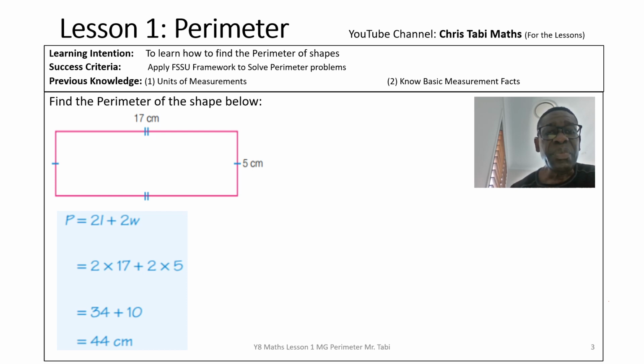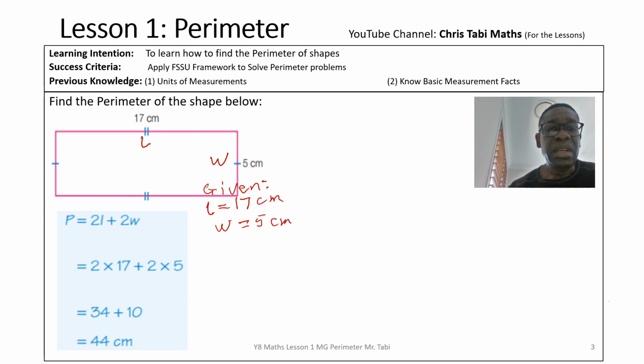Now, we have a rectangle here. The longest side, that's our length, and the shorter side, that's our width. Again, as you see, we do know that the length equals 17. Sometimes it's important to write down what is given to you as well. In some complicated problems, we need to write that down. And W is equal to 5. That's 17 centimeters and 5 centimeters.